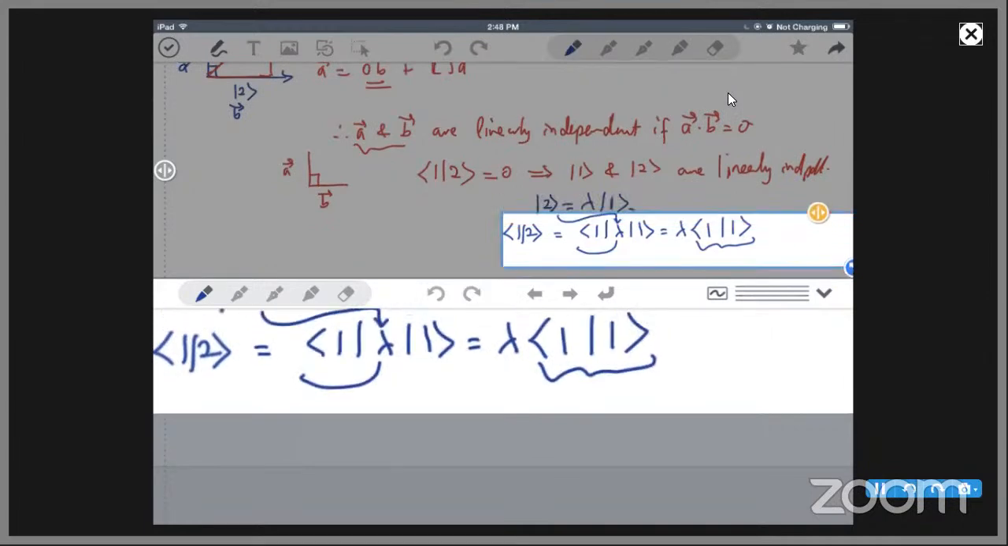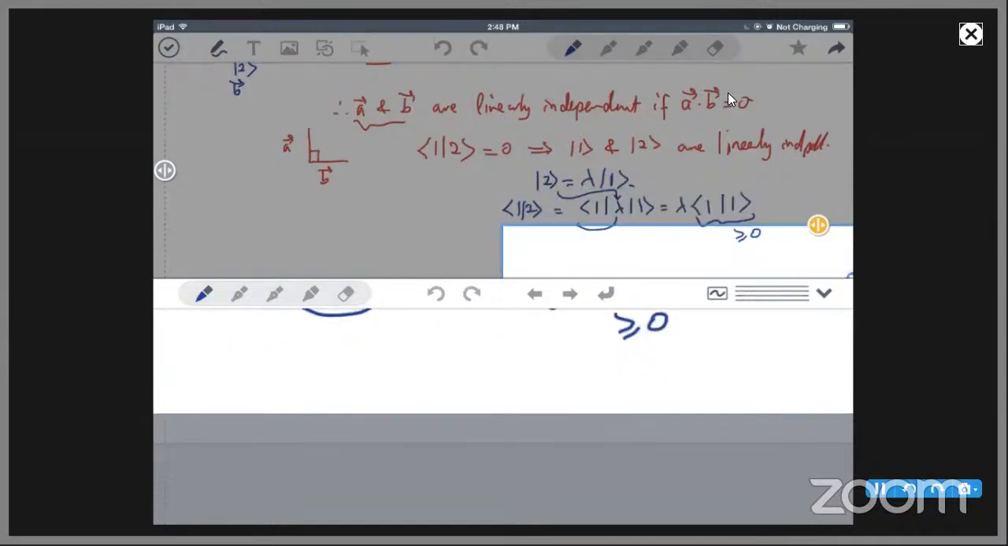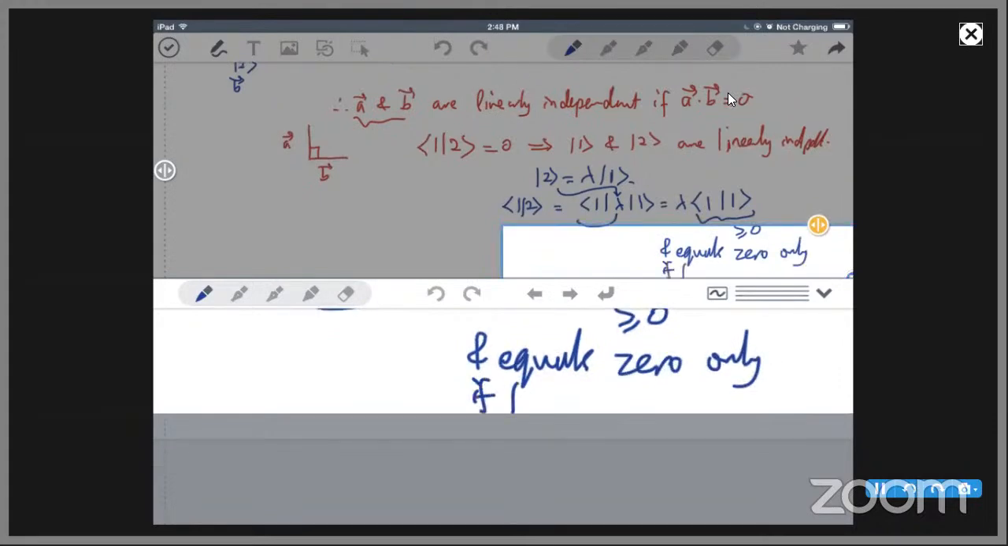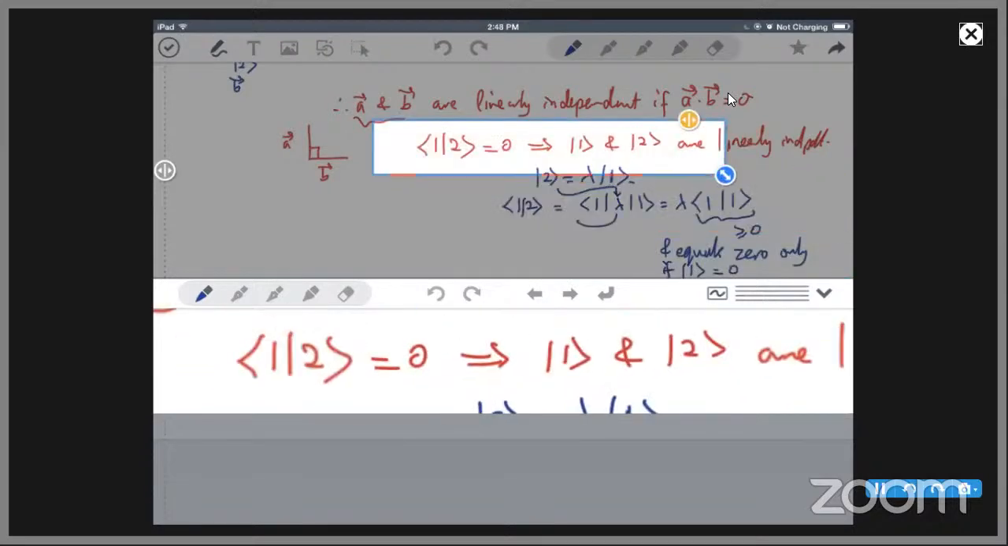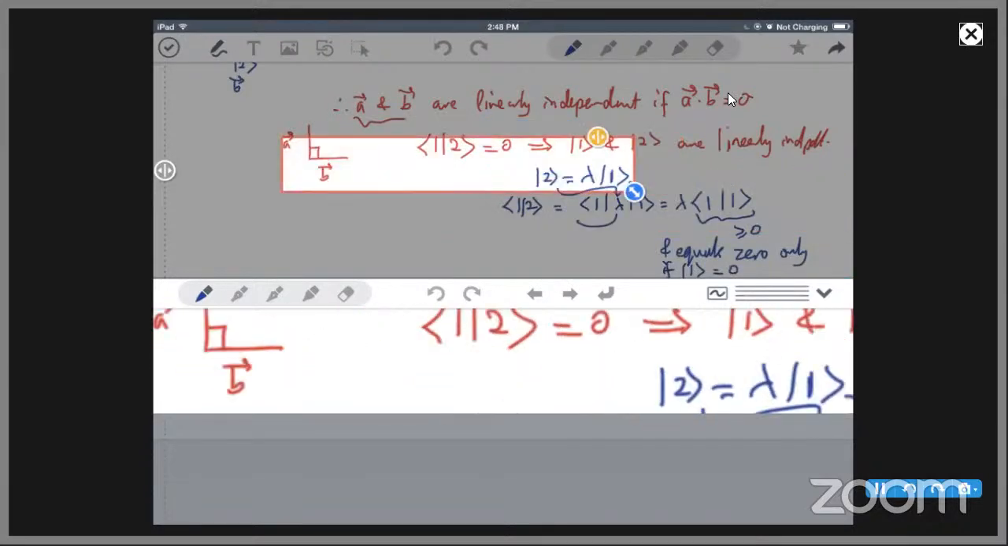according to our definition of dot product, this has to be greater than or equal to 0. Okay. It is 0 only if 1 is 0. Only if 1 is 0. Okay. But if 1 and 2 are non-zero vectors, then it is not 0. So in this case, you can prove it by contradiction. Okay. But you can also see what we have here.